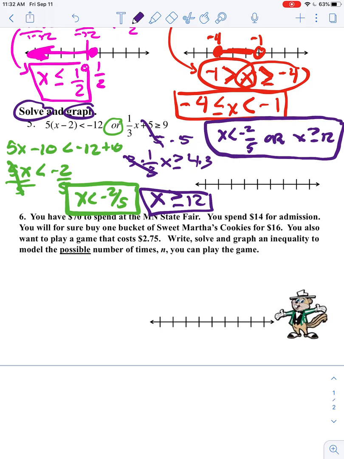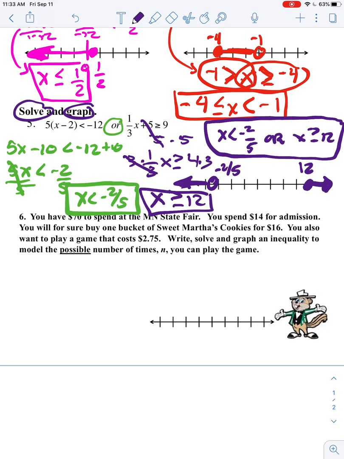When it comes time to graph, I'm going to be at positive 12, which is way up here somewhere. So I'll label that, and then I'll go off to the right because it's greater than. And then for negative 2/5, I don't know where that is, but I'm just going to throw it down way here someplace. I'm going to label it so it looks like I know what I'm doing. I'm going to keep it open because it's not or equal to. And then I'm going to draw an arrow to the left.